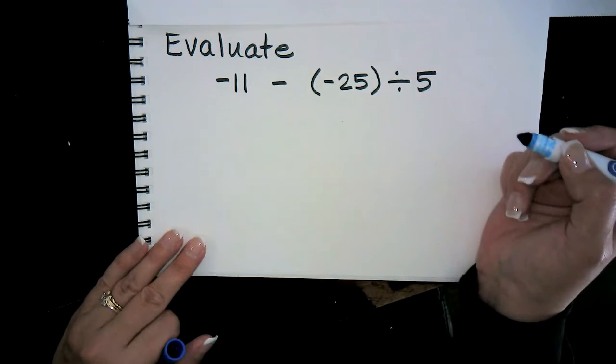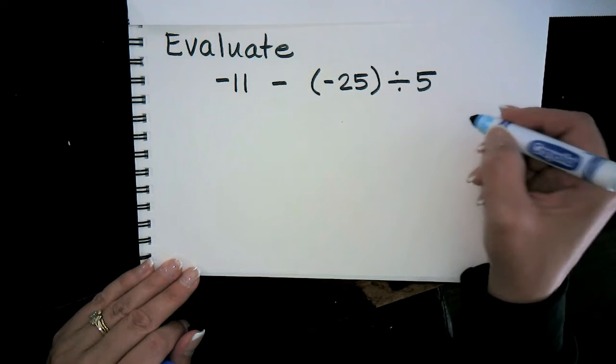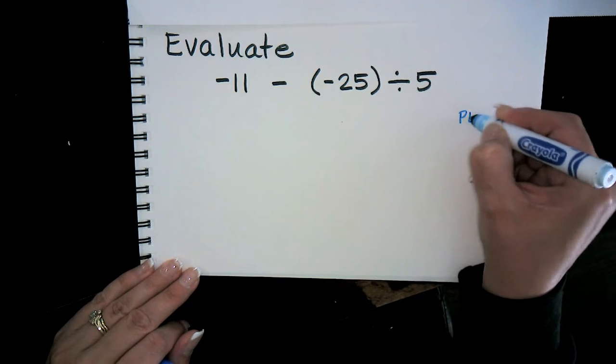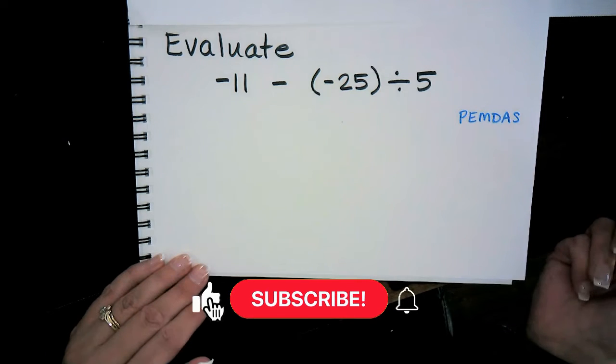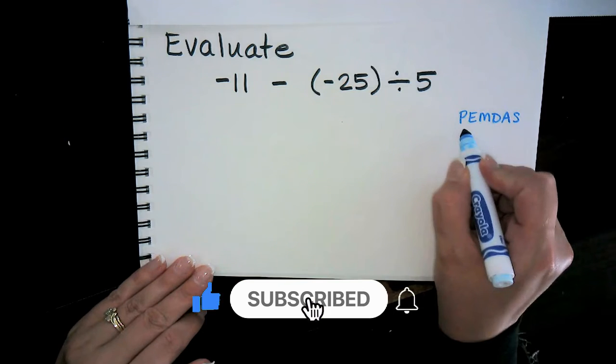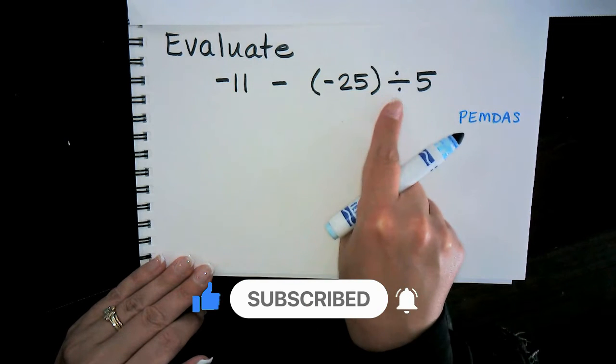video, we're going to be using the order of operations to evaluate this expression here. Now, the order of operations, PEMDAS, gives us the order in which we should evaluate expressions. And that P stands for parentheses. And I do see a set of parentheses here.